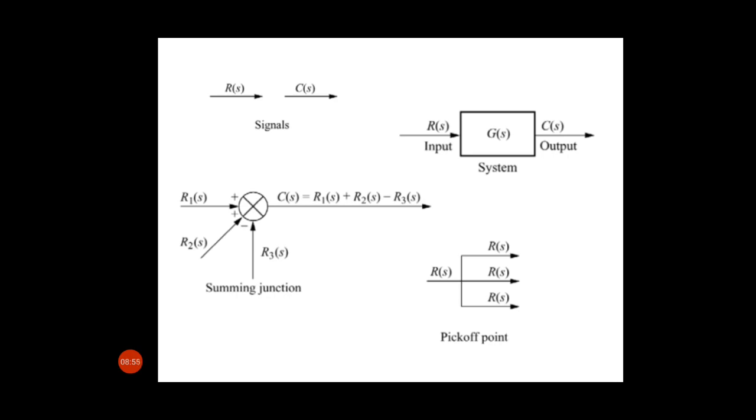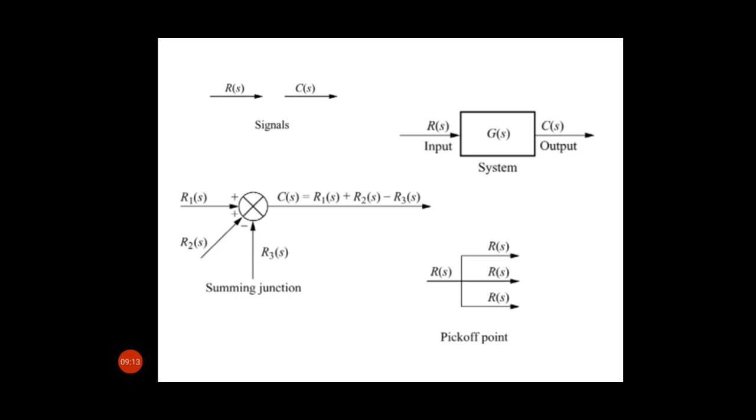Here the signals are R1, R2 and R3. Okay, so the output is R1 plus R2 minus R3.